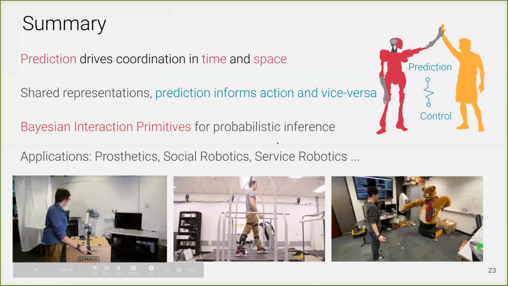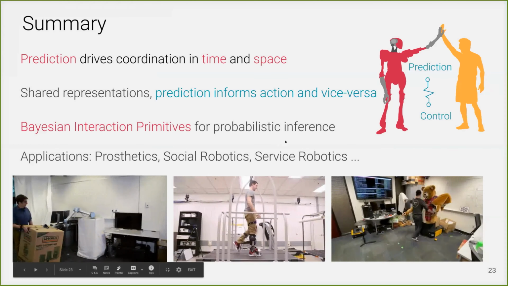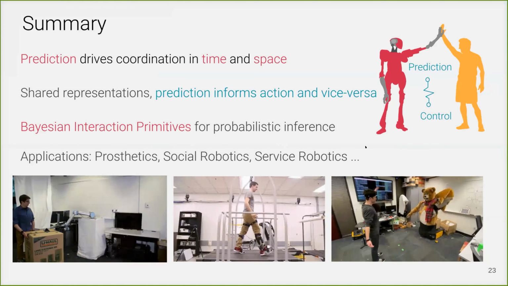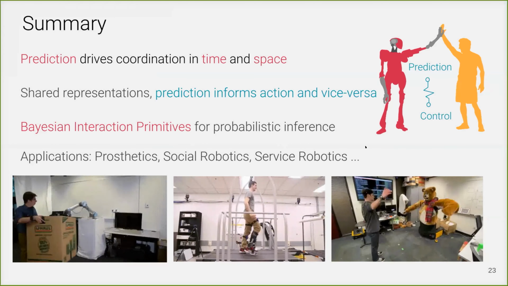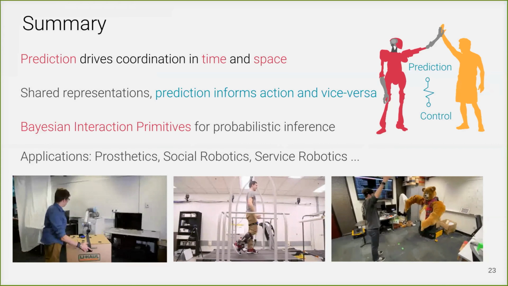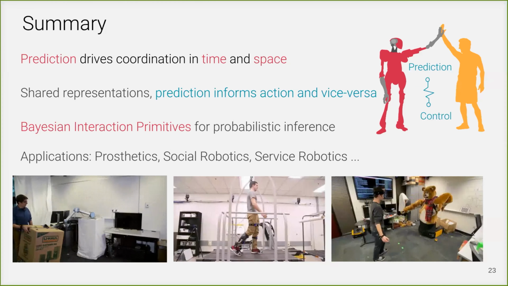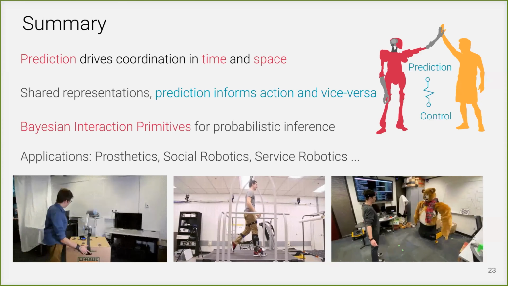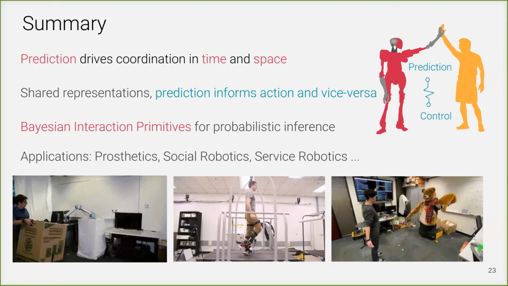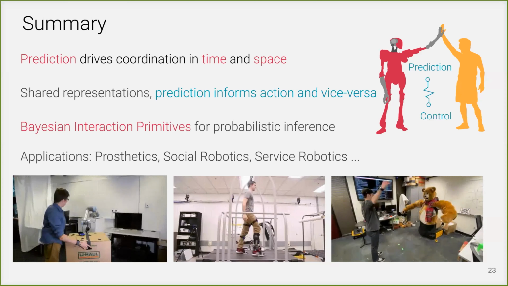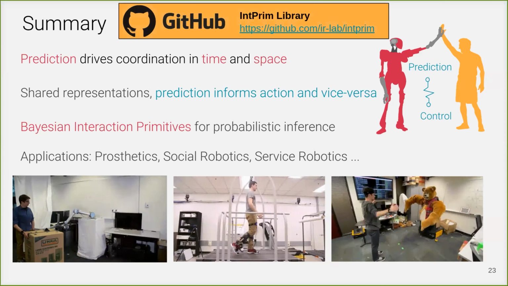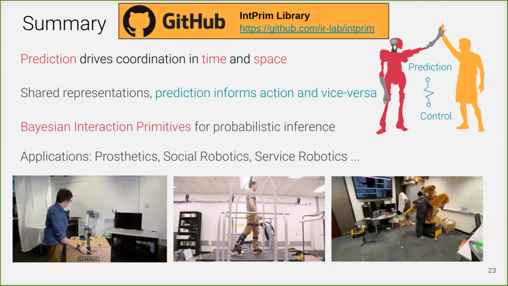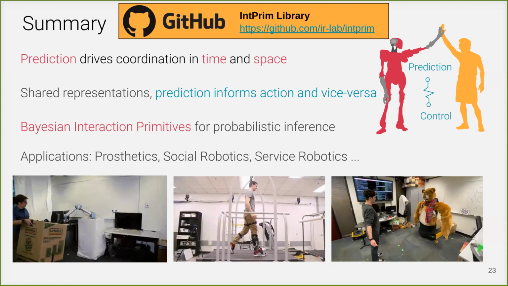What you see at the bottom is a bunch of other examples. The one in the middle, I think I've presented, but the ones on the left and the right are other interaction scenarios that we created and developed in my lab, all using the same approach, using the same software. So applications are varied. We can use this for prosthesis, social robotics, service robotics. And if you're interested to try this out, we've released our NPRIM library as an open source library on GitHub. You can just take the library, throw your data at it, and immediately try it out.